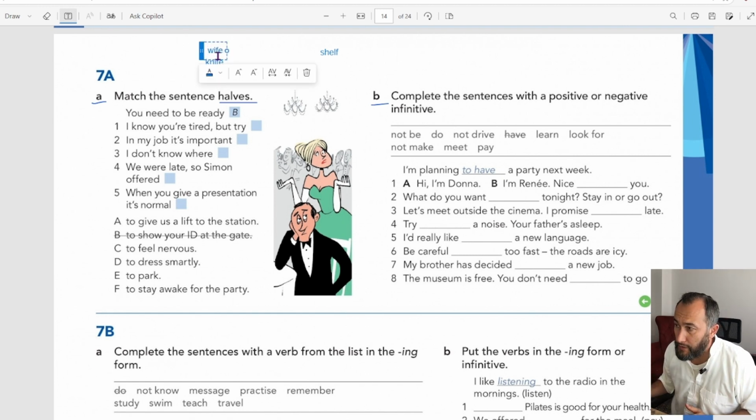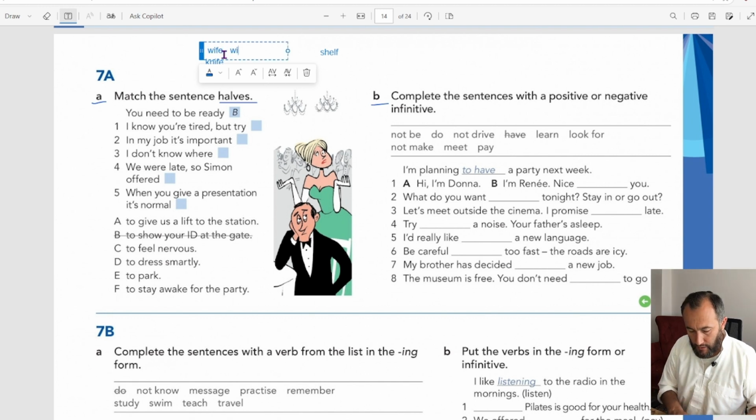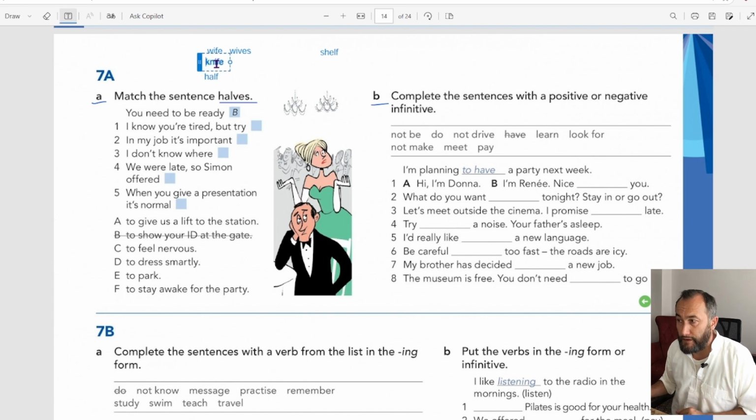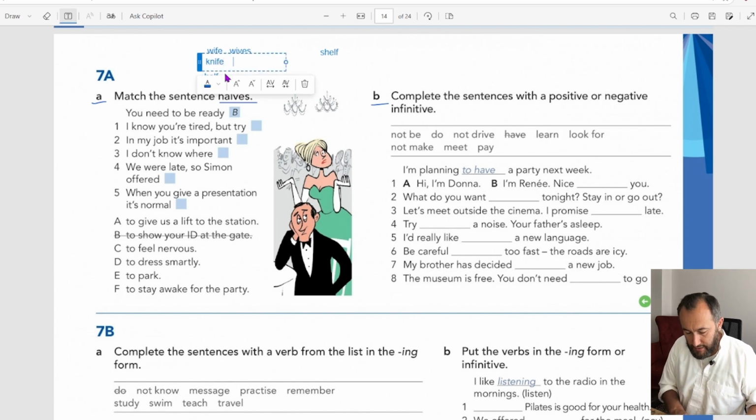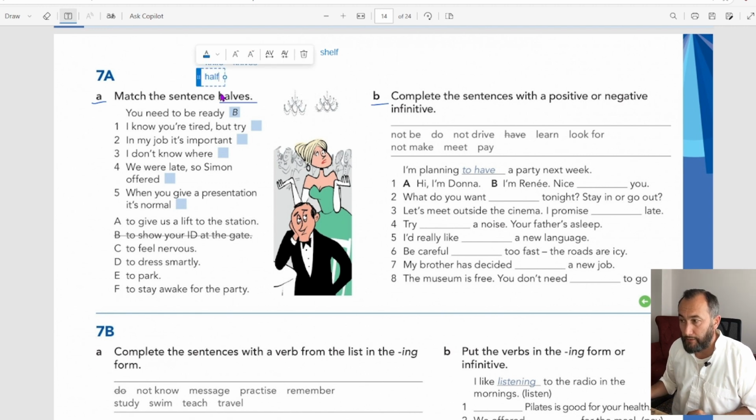How is it going to happen? So wife becomes wives. You see? I'm changing F to V. Knife becomes what? Knives, exactly. Yes. Half becomes what? Halves. You see? So that's why halves.